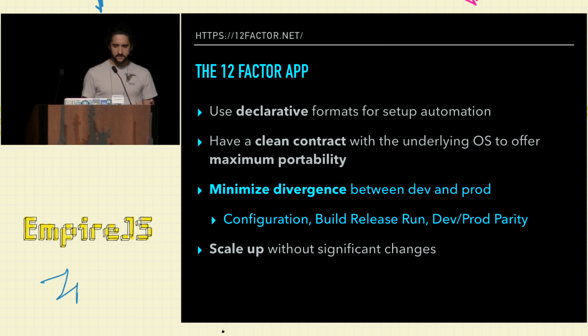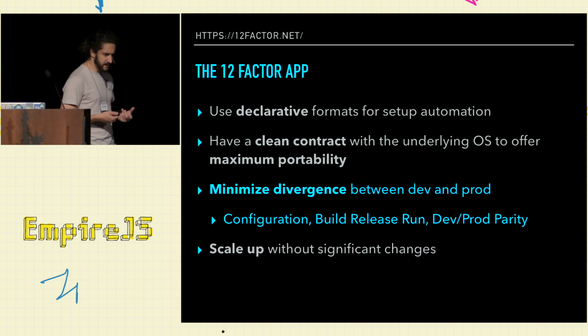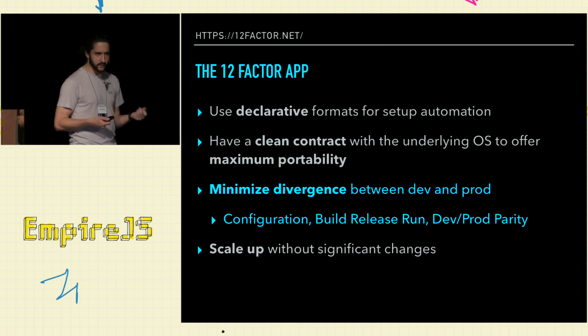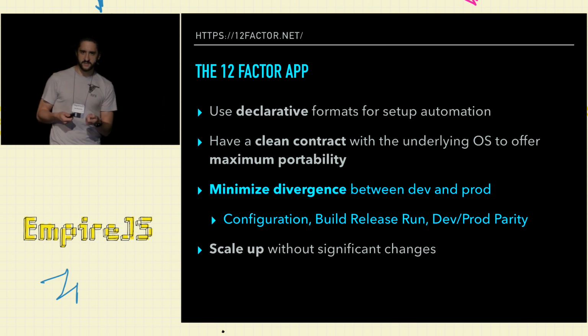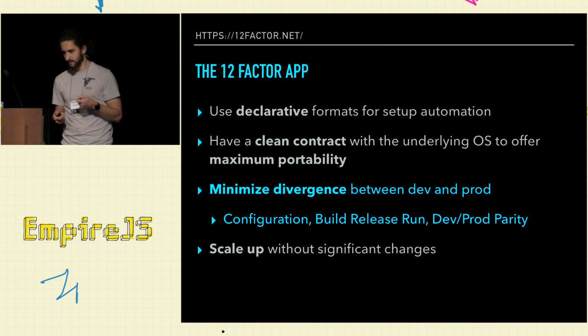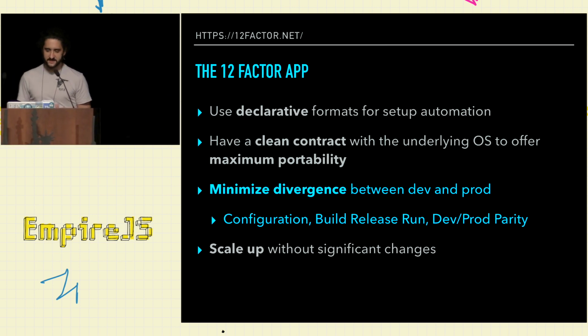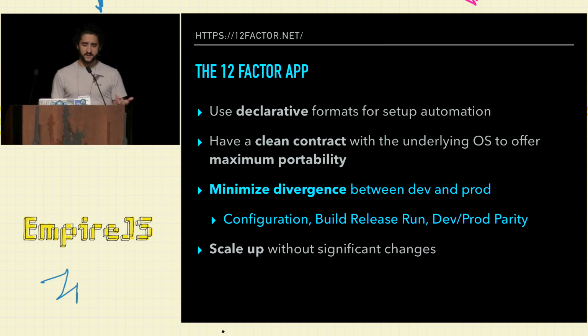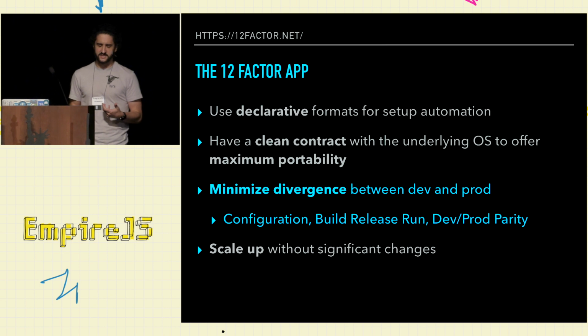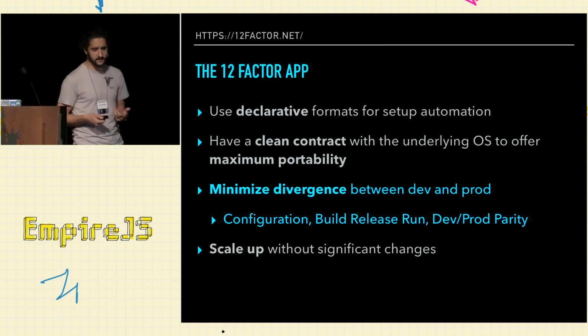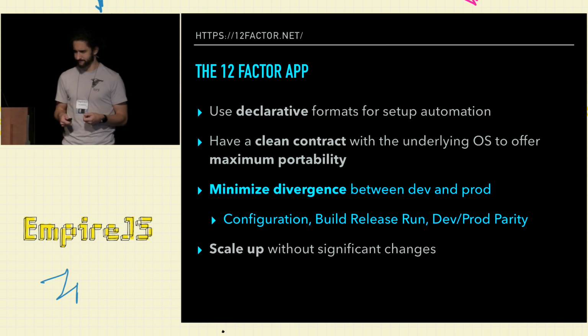And again, ultimately, one of the guiding principles of the 12-factor app was to minimize the divergence between dev and prod. And via configuration, via build, release, and run, and via the actual factor itself, that is dev prod parity, we're actually able to achieve this minimal divergence in order to hunt down bugs easier, in order to deploy and deliver features quicker.